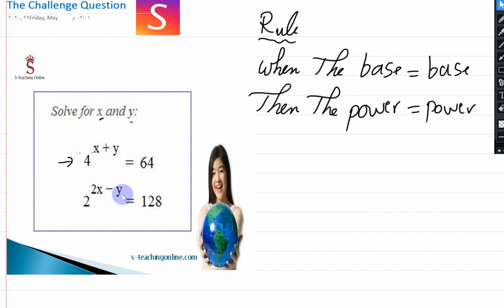What is the base and what is the power? When I have a to the power n, a is the base and n is the power. So when the base equals the base, the power is equal to the power. Let's go for how to solve these questions. First, I'm going to take the two equations and solve them as powers.